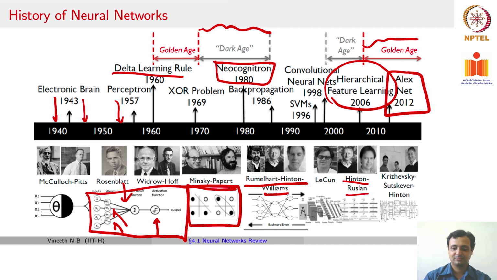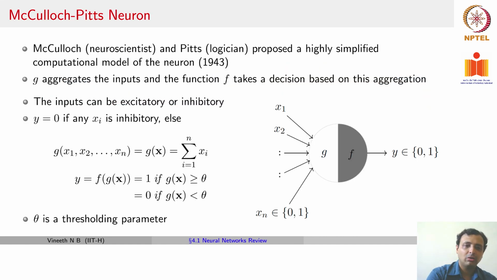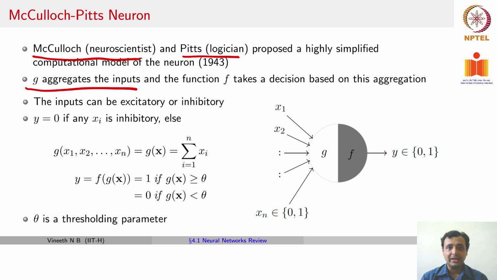Starting with the McCulloch-Pitts neuron. McCulloch was a neuroscientist and Pitts was a logician, and they proposed a simple computational model of the neuron in 1943. The way this model worked was, you have a function g, which aggregates a bunch of inputs, which were all binary inputs at that time, and a function f that takes a decision based on the aggregation. The inputs were considered to be excitatory, or 1, or inhibitory, a 0 or a -1, depending on what notation you choose for binary numbers.